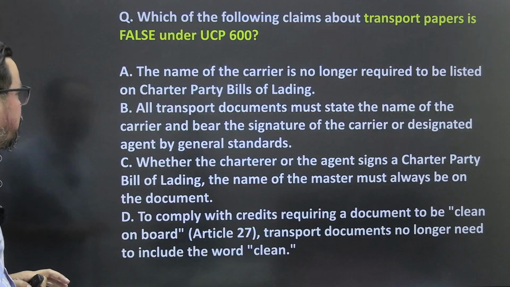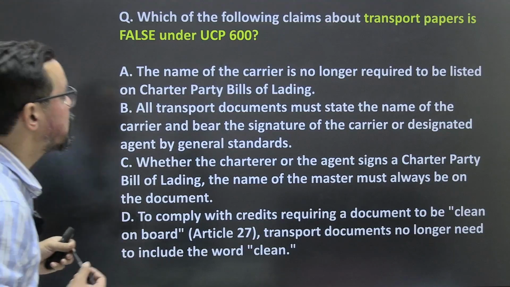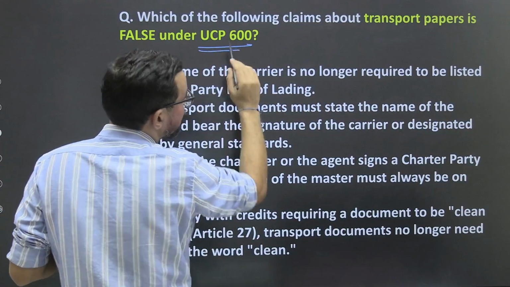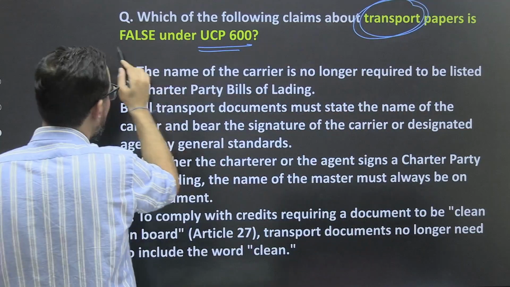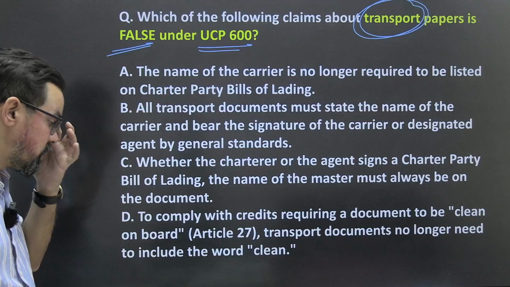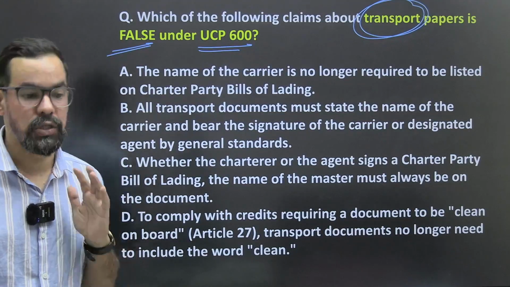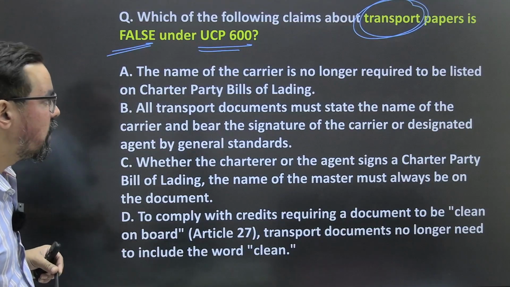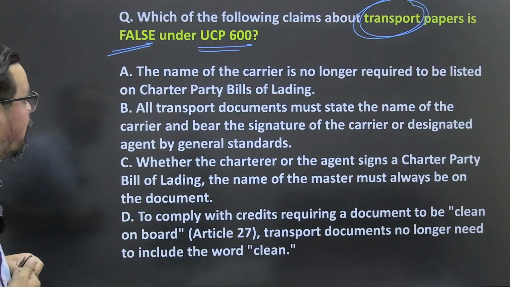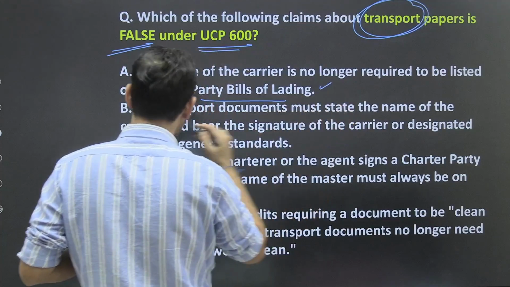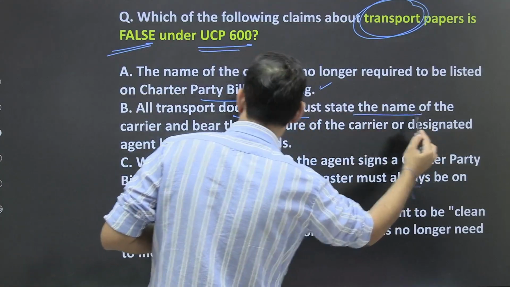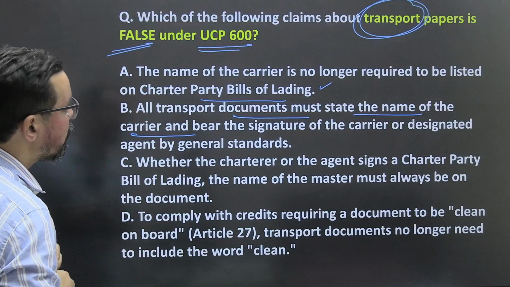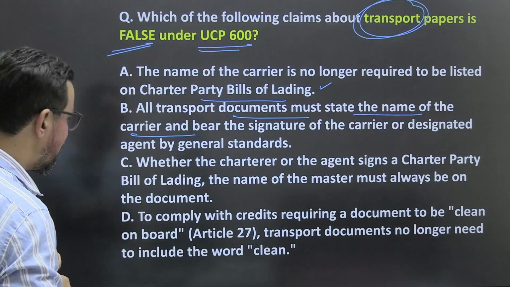Next one, guys. Which of the following claims about transport papers under UCP 600 is false? This is related to documentation, the documents provided by sellers at the time of shipment and all. The name of the carrier is no longer required to be listed on charter party bills of lading: true. All transport documents must state the name of the carrier and bear the signature of the carrier or designated agent of the general standard.